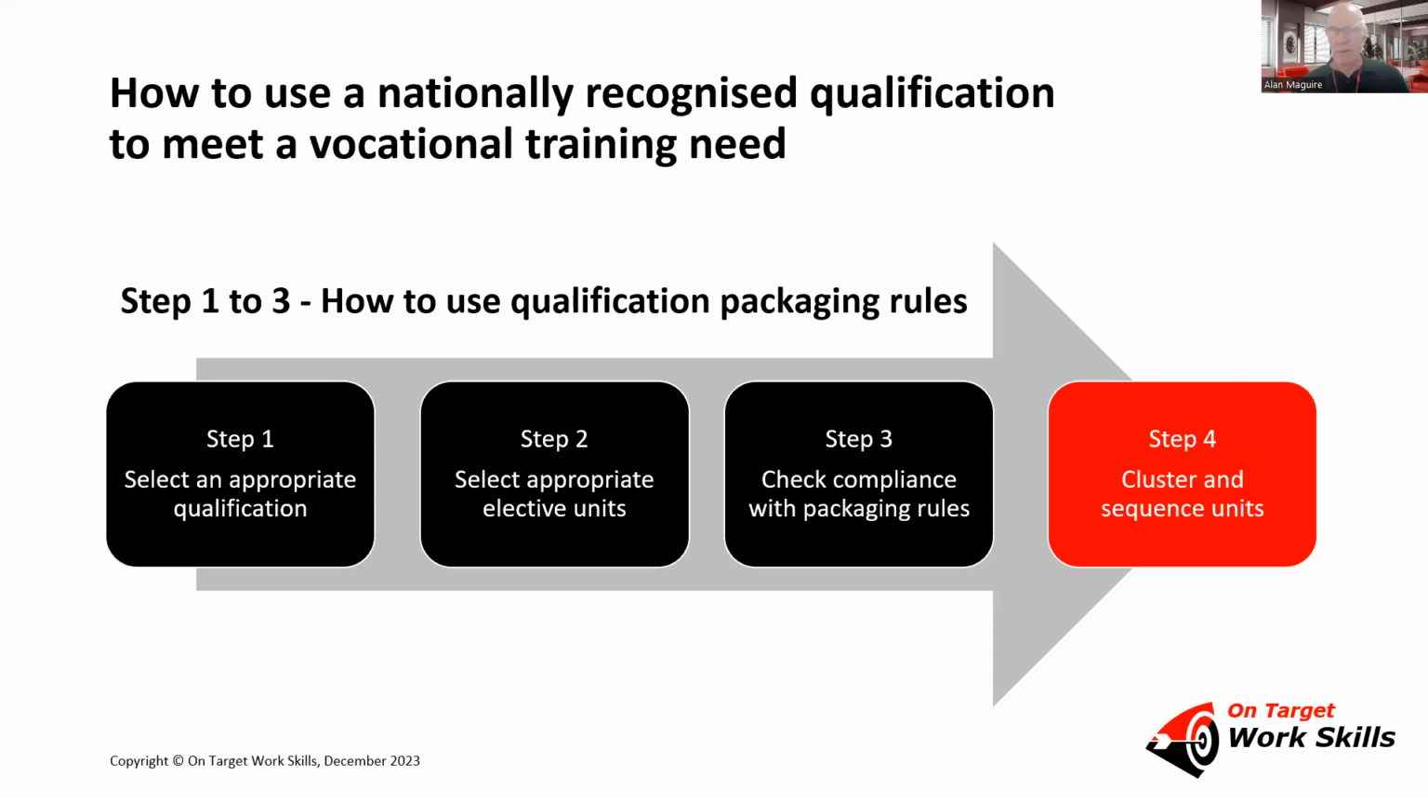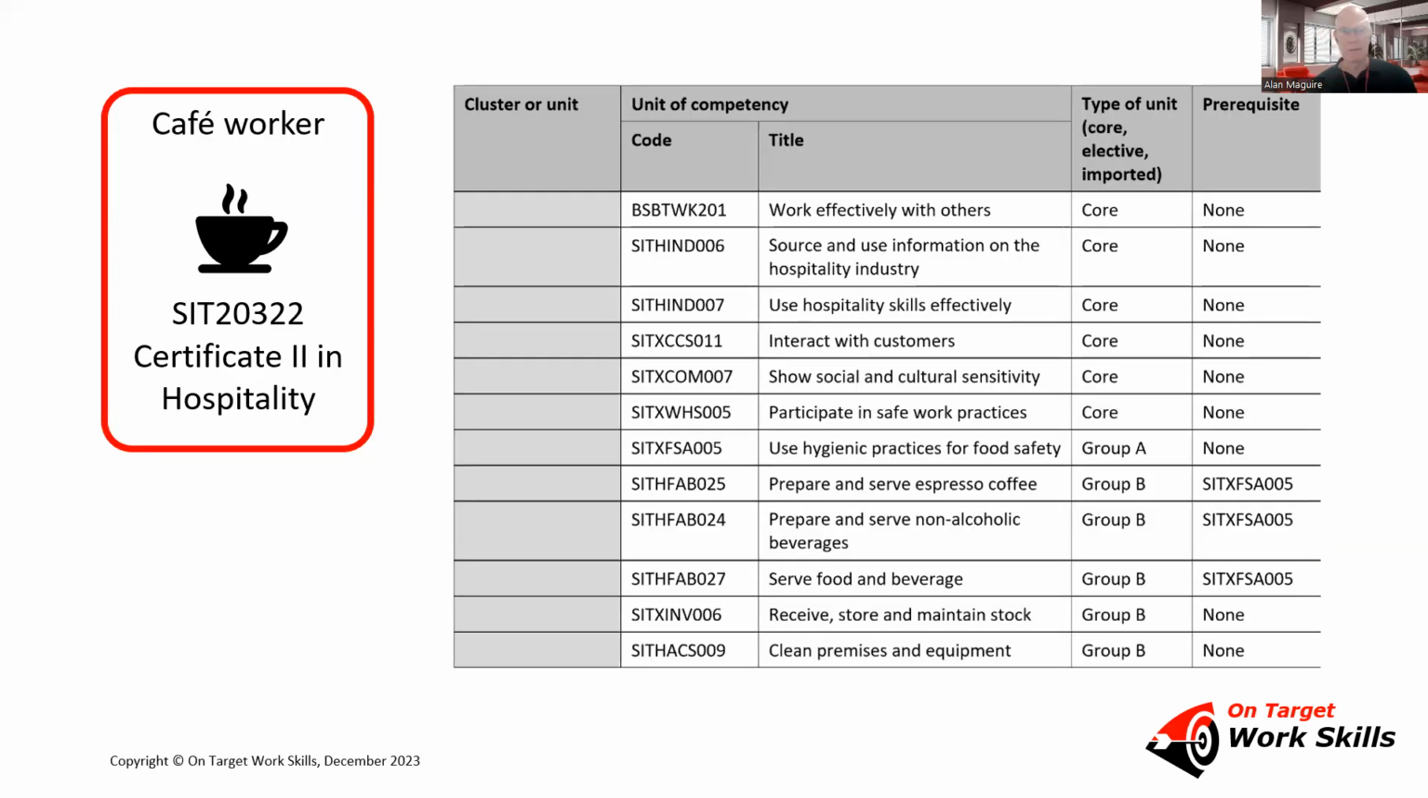In a previous video on my YouTube channel, I covered how to use qualification packaging rules, and it consisted of 3 steps. The first was to select an appropriate qualification, then to select appropriate elective units, and finally check compliance against the packaging rules. This video takes another step: once we've got the units selected, clustering and sequencing those units. I'll use the same case study.